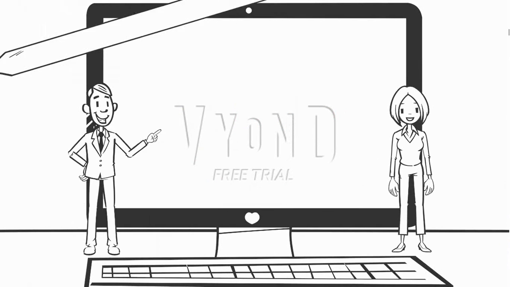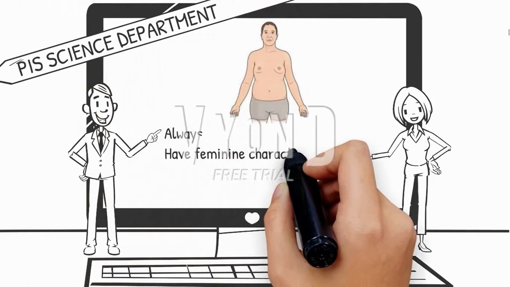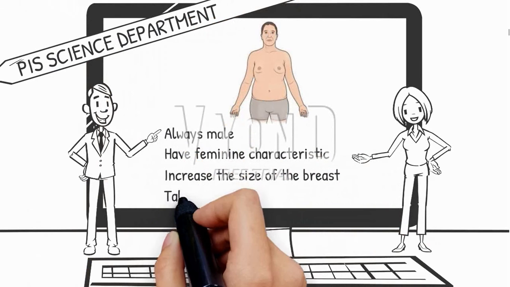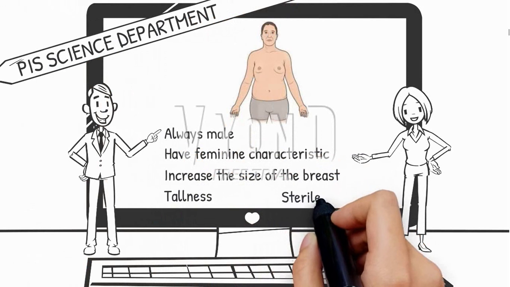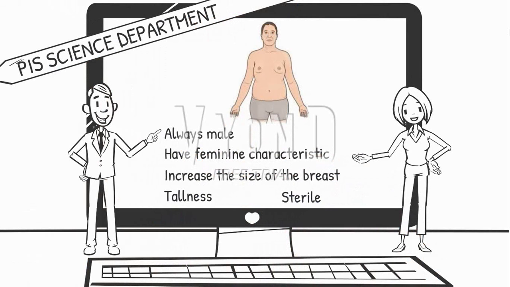Klinefelter syndrome affects only males due to the presence of Y chromosome. The male will have some feminine characteristics like the increase in the breast size, and he will also be very tall and sterile due to the absence of sperm-generating cells from his testes.